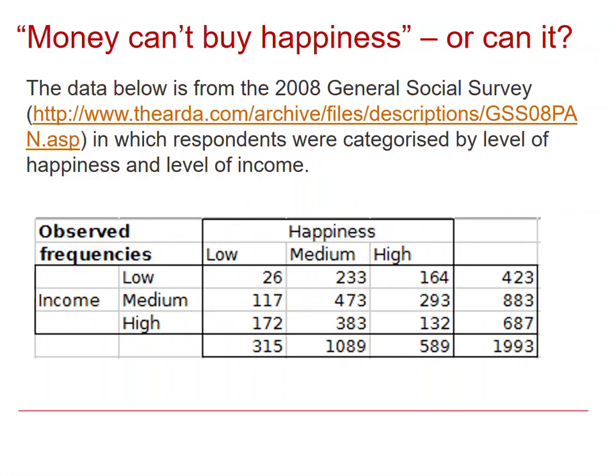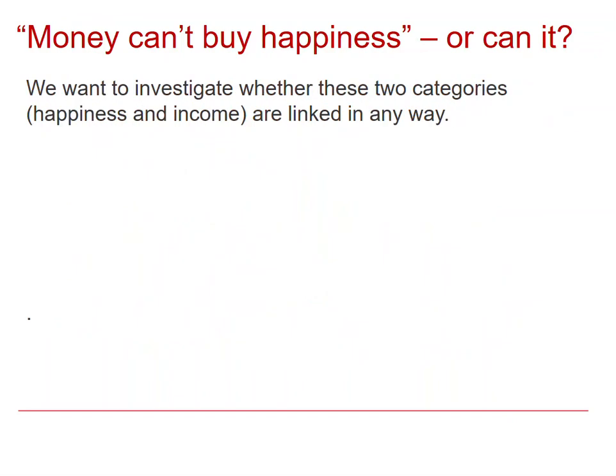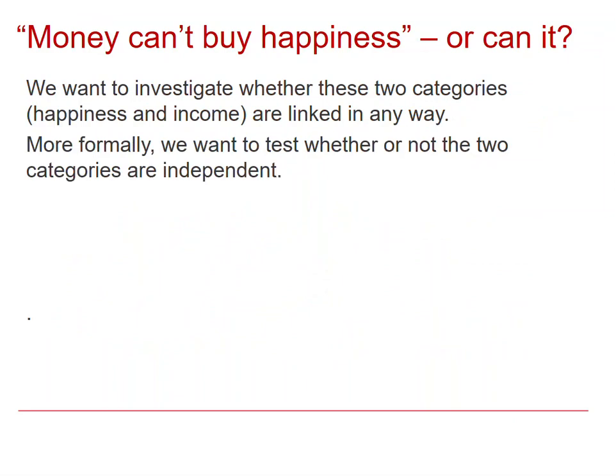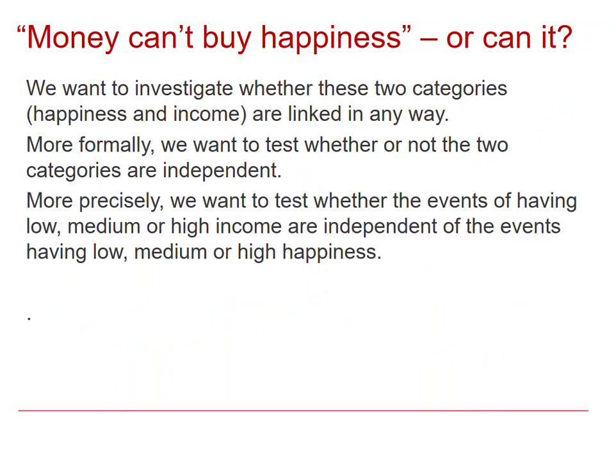In this video, we're going to consider this set of data from the 2008 General Social Survey. And we want to investigate whether these two categories, happiness and income, are linked in any way. That is to say, we want to test whether or not the two categories are independent of each other, or really that the events of having low, medium or high income are independent of the events of having low, medium or high happiness.